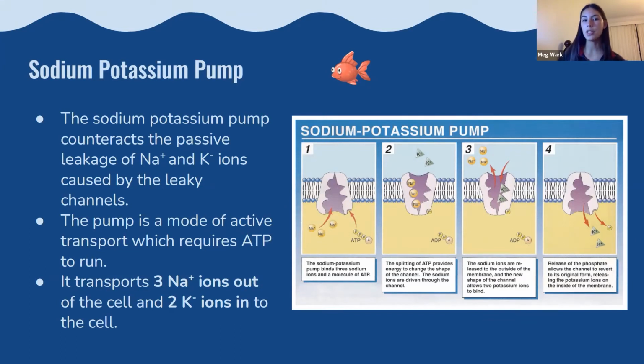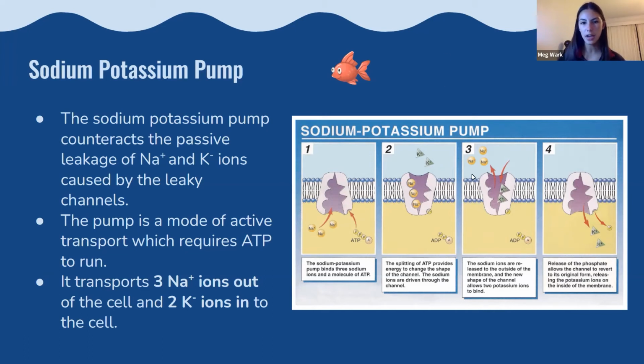Then we have the sodium-potassium pump. So the sodium-potassium pump counteracts the passive leakage of sodium and potassium ions, which is caused by the leaky channels. Sorry, that should be potassium. It's a positive ion, not a negative. The pump is a mode of active transport, which requires ATP to run.